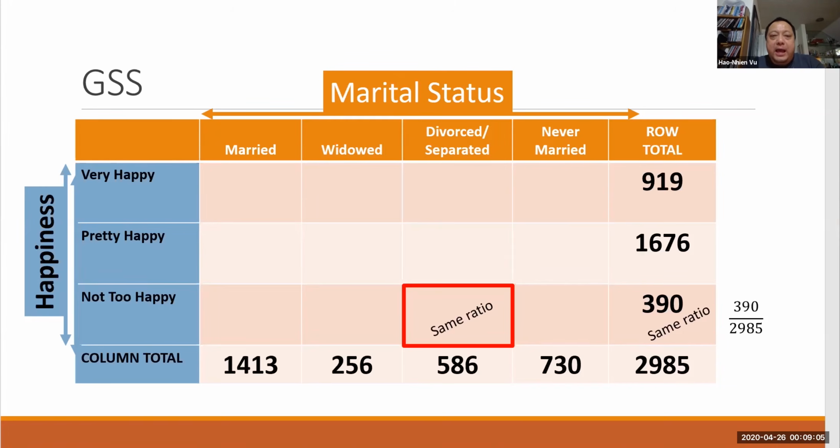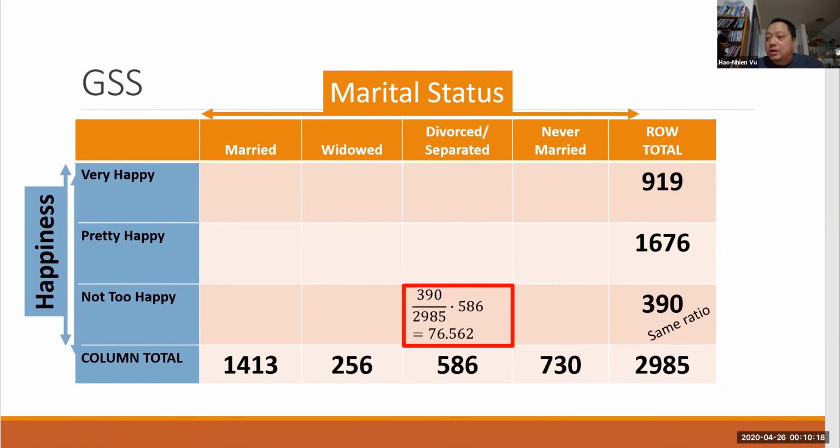The ratio of not too happy people for the total is 390 out of 2985. Apply that to the total divorced or separated people. I get 390 out of 2985 times 586, or 76.562. And you can use the same logic to fill in the rest of the table. And hopefully at some point, you figure out that you don't need to calculate the ratio all the time. You start to see the pattern as to where all the numbers come from to compute the expected number.